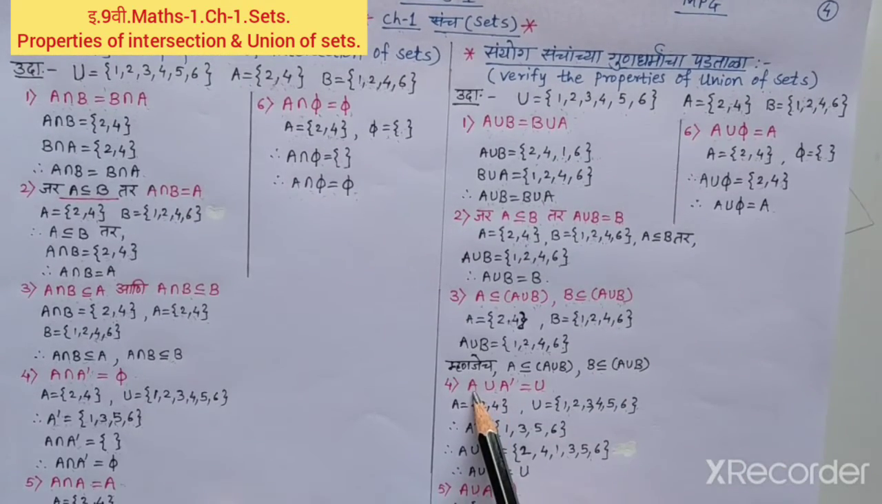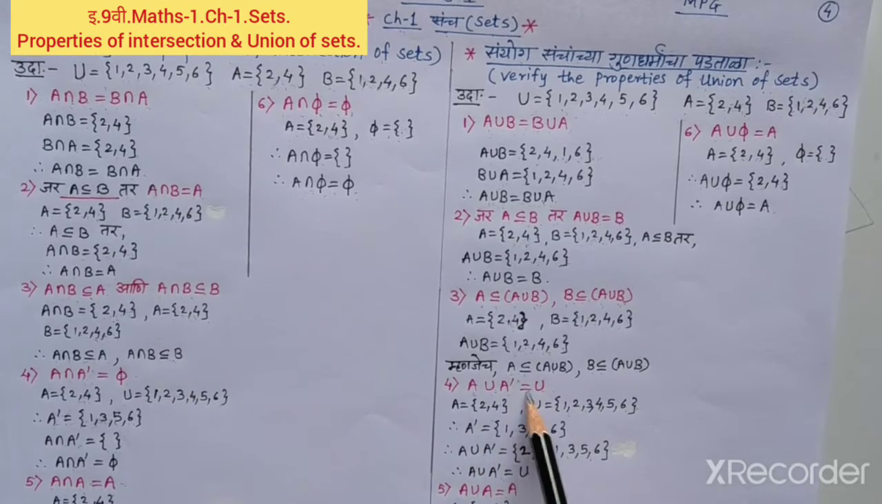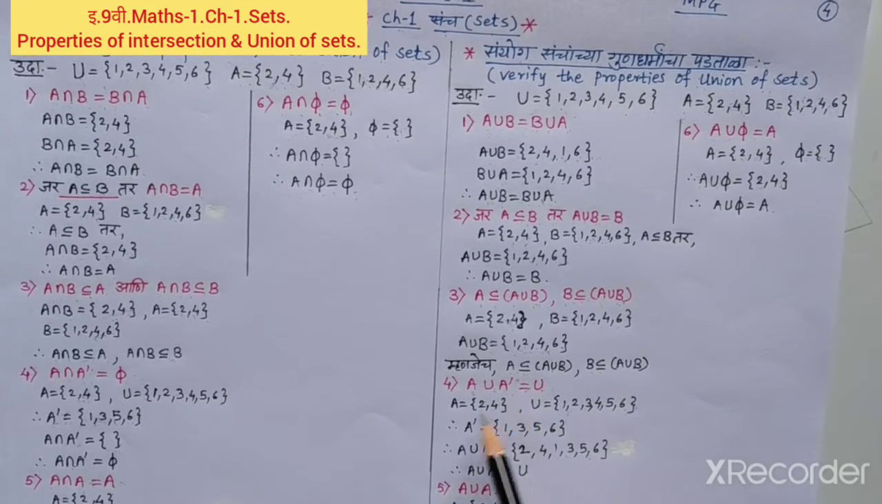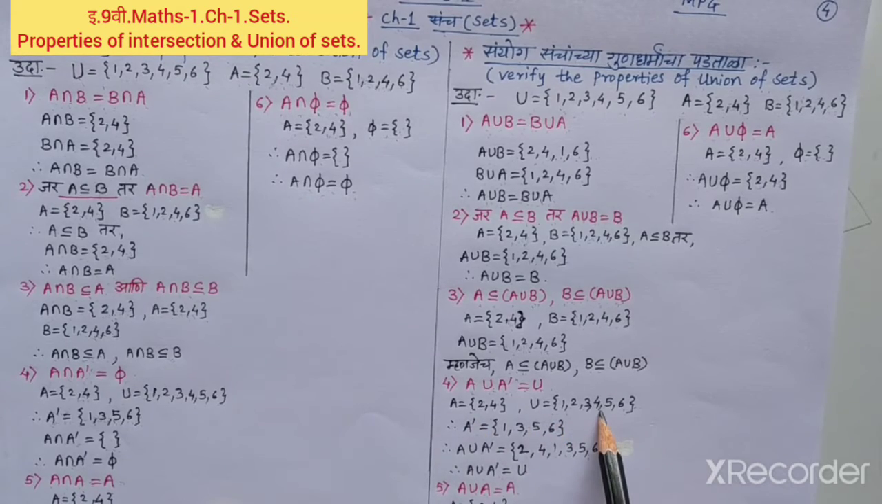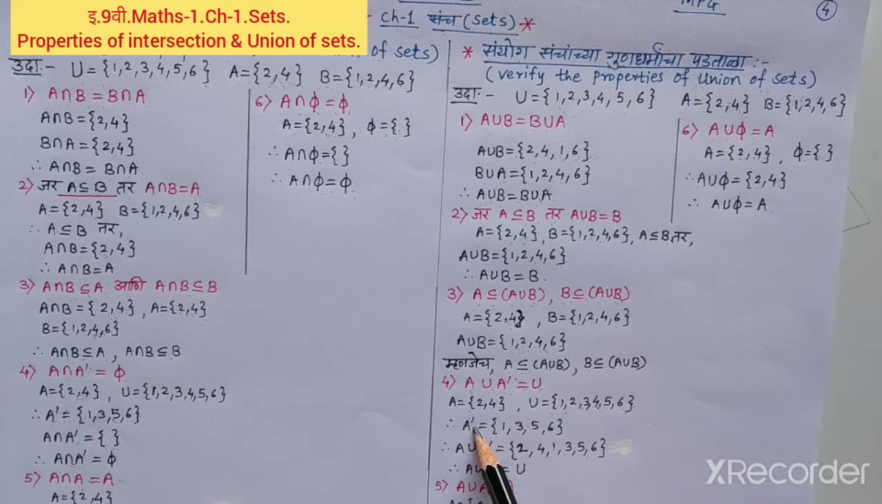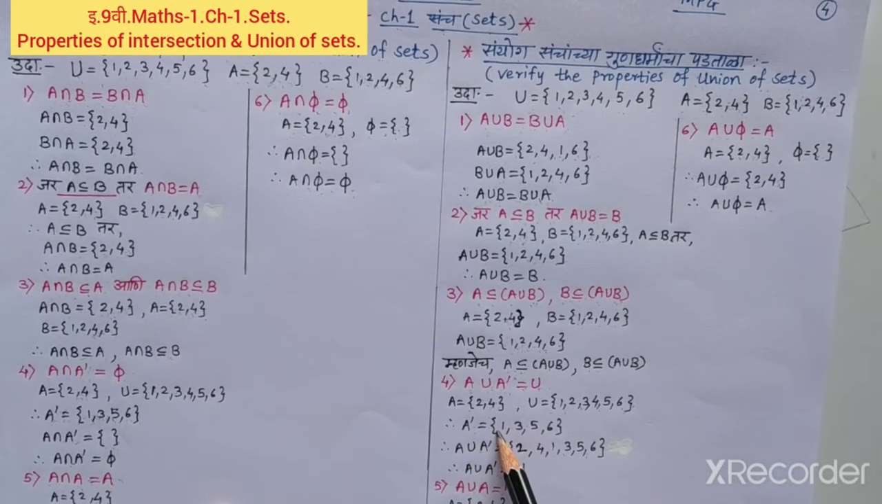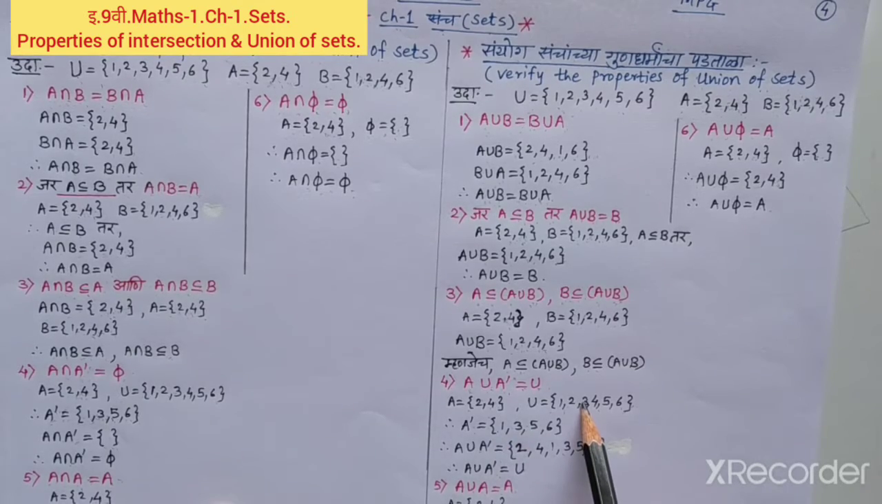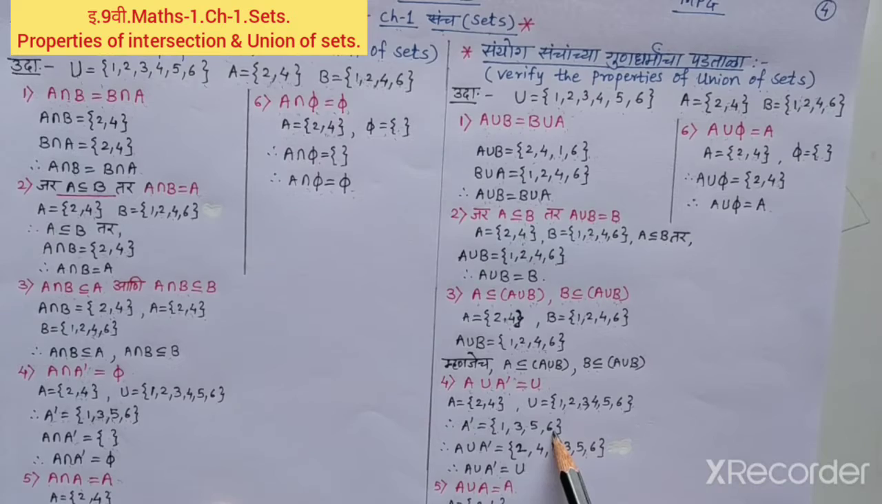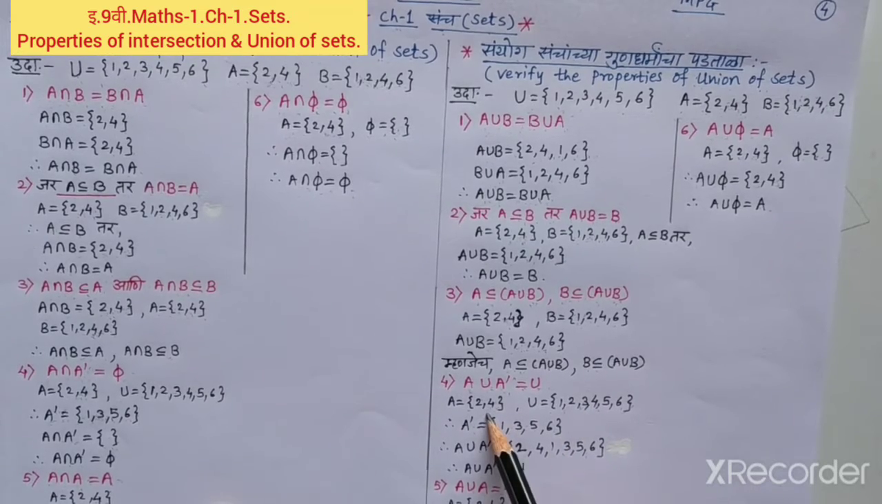Now fourth property, A union A dash is equal to U. A dash means a complement of set A. So A is 2, 4, U is 1, 2, 3, 4, 5, 6. So from A and U we can write A dash means complement of set A. Complement of set A is the elements in U but not in A. So 1, 3, 5, 6 are the elements which are in U but not in A.